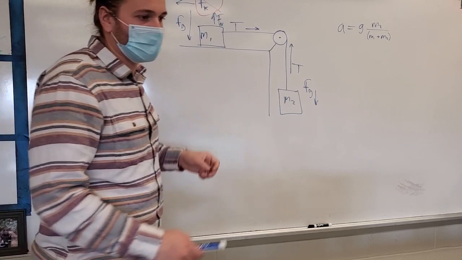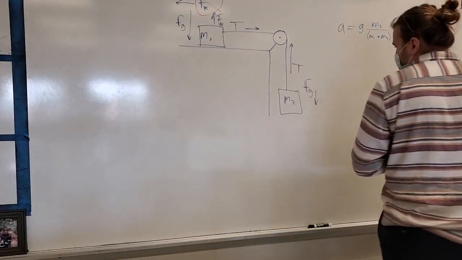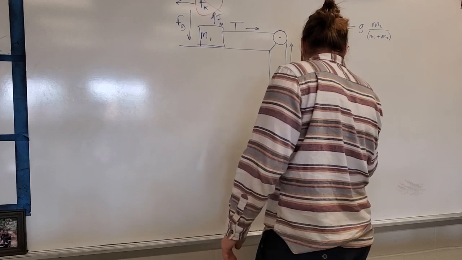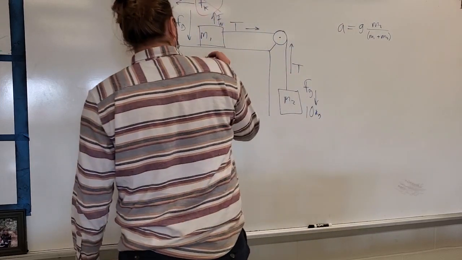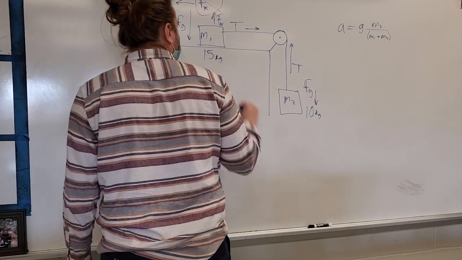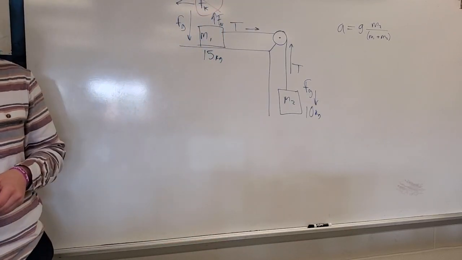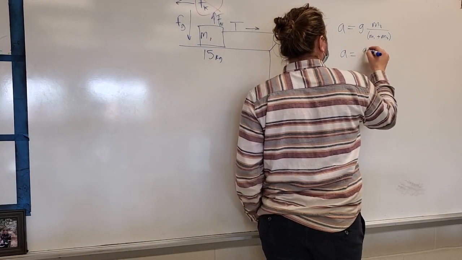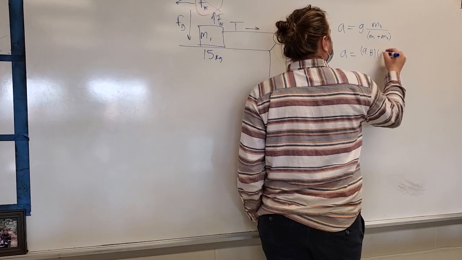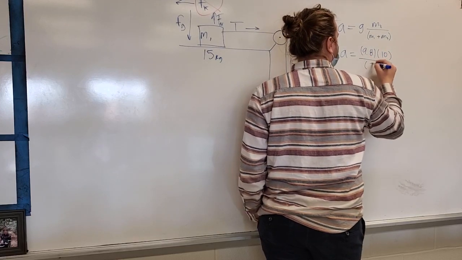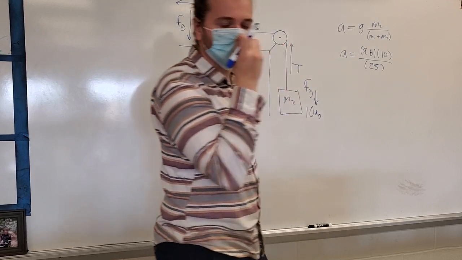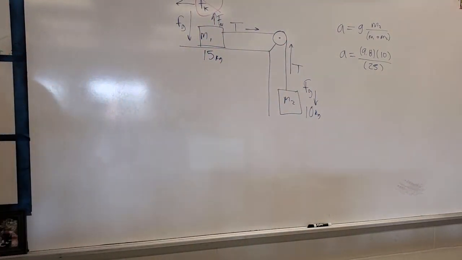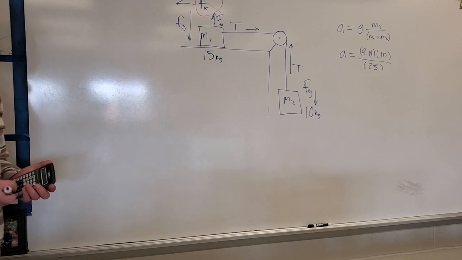So let's do a quick example with this one. I'm going to say that mass 2 has 10 kilograms and mass 1 has 15 kilograms. Let's do that. You say, okay, A is equal to 9.8 times 10 over 25. So 98 divided by 25. Type that into your Excel sheet.